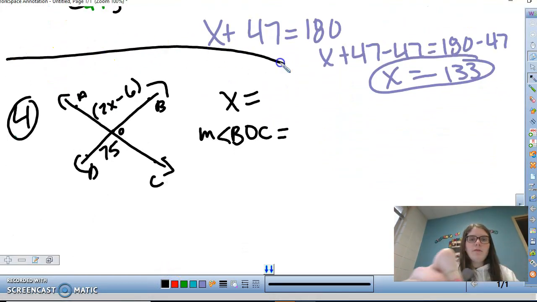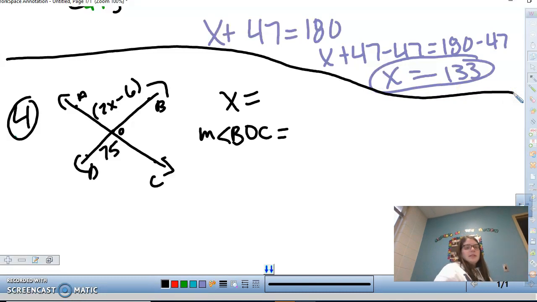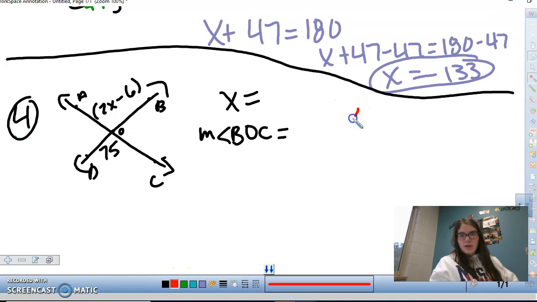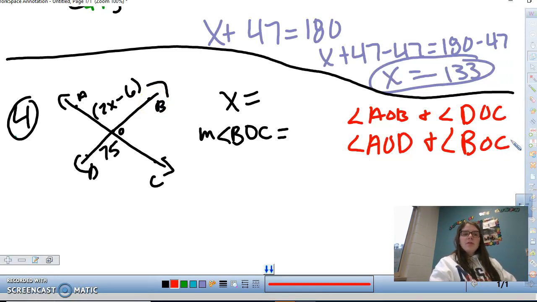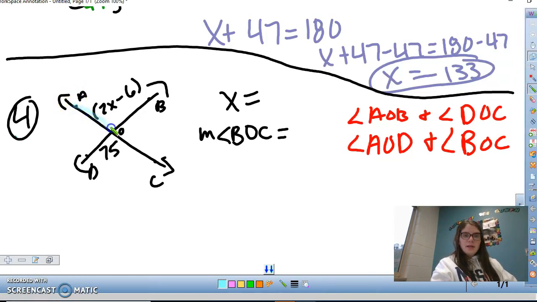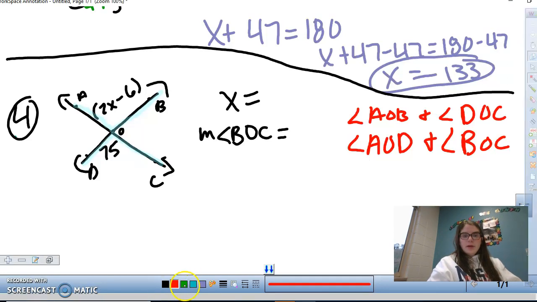Alrighty, let me draw a line here so you don't get confused. Okay, so now this is when it gets a little bit harder. Let's first write out our vertical angles. Angle AOB and angle DOC are going to be vertical. And angle AOD and angle BOC are going to be vertical. I know that this angle right here and this angle right here are vertical, and vertical angles equal each other. So I can write out that 2x minus 6 is going to equal 75.